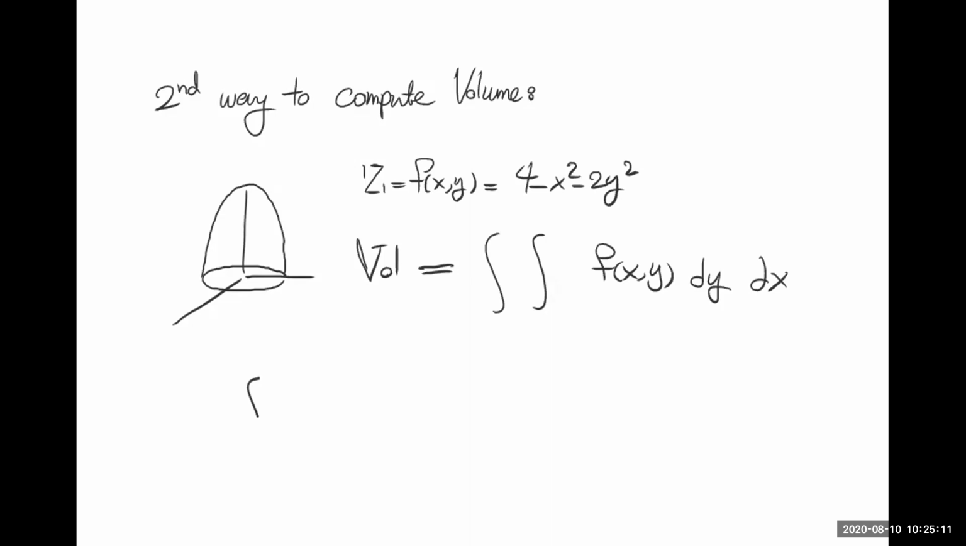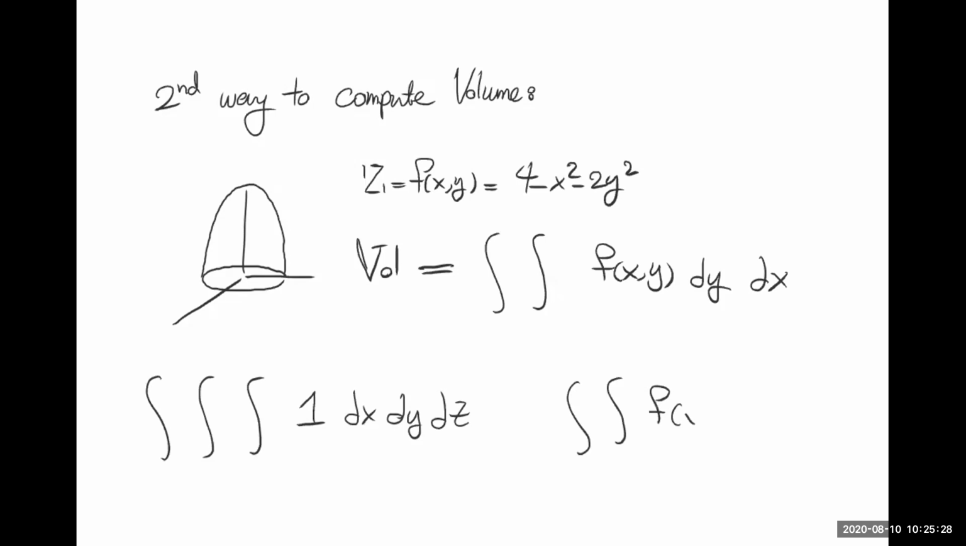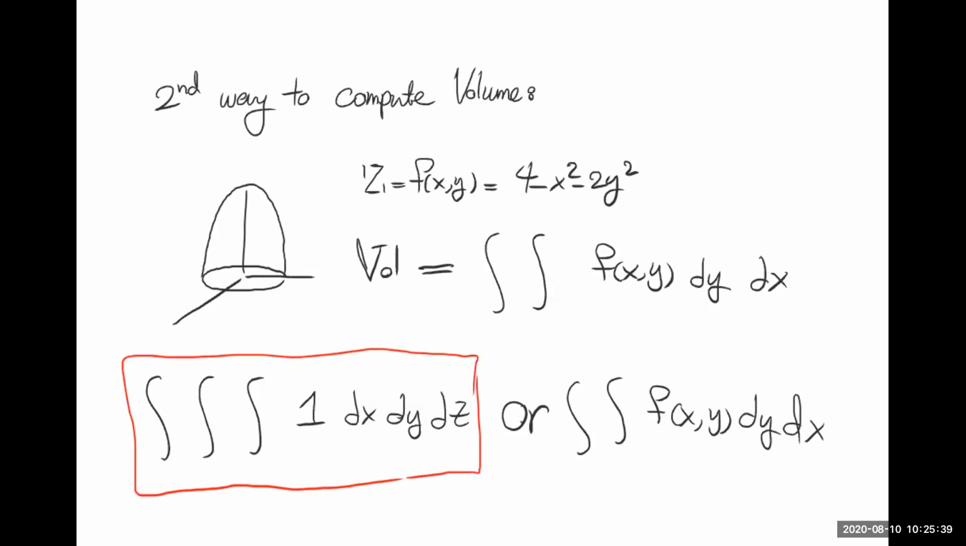So there are two ways to compute volume. I can compute the volume by taking the triple integral of 1 with, say, dx, dy, dz. That's one way. Or I can compute the volume with a double integral, but rather than taking the integral of 1, taking the integral of f of x and y. So there are two ways to compute the volume, this one or this one. Sometimes one might be easier than the other one. We should use whichever is easier. Here, this one would be easier.